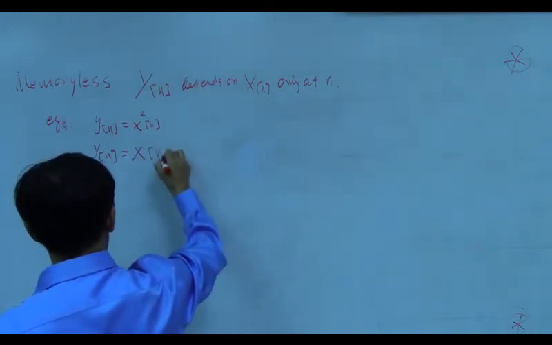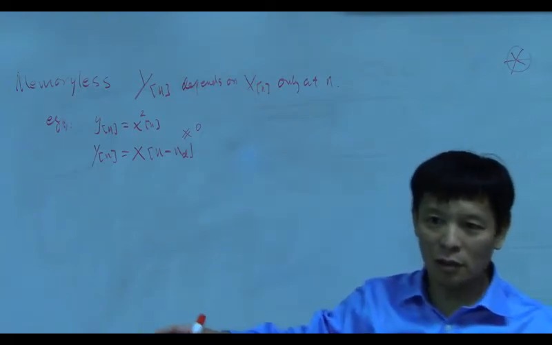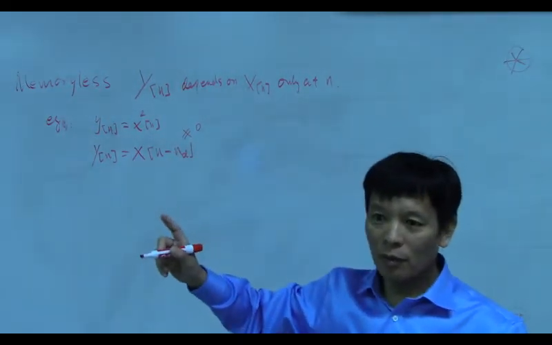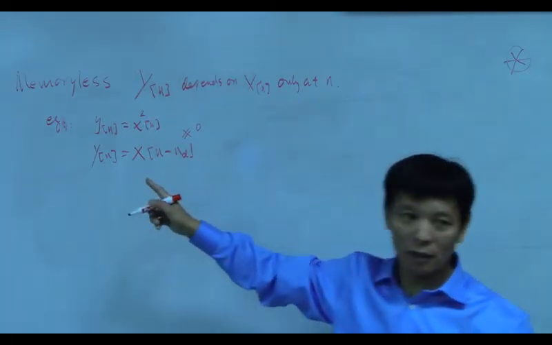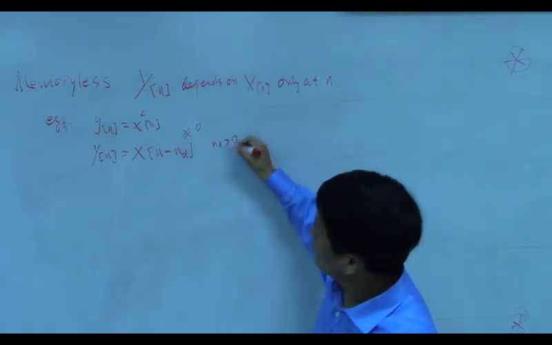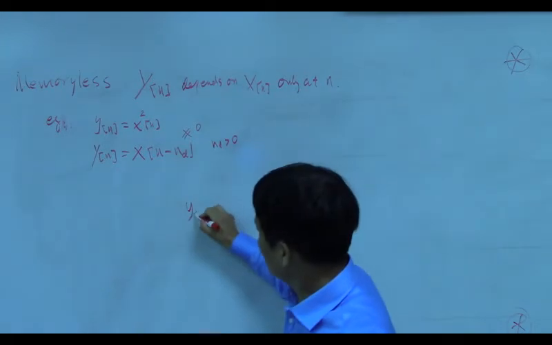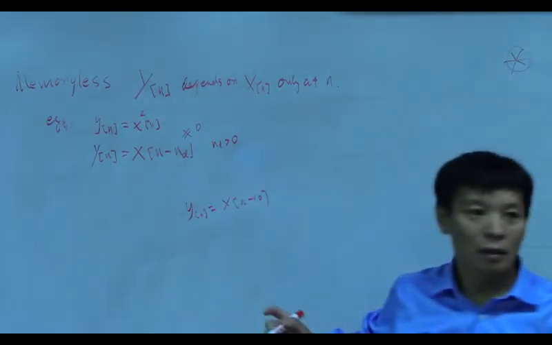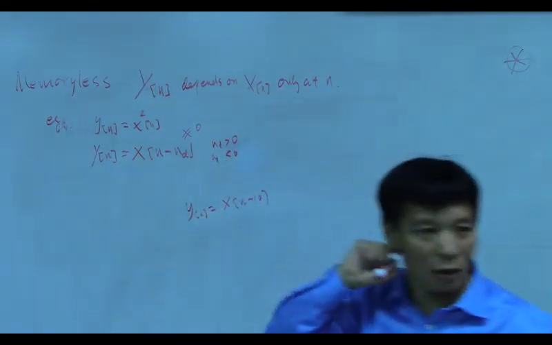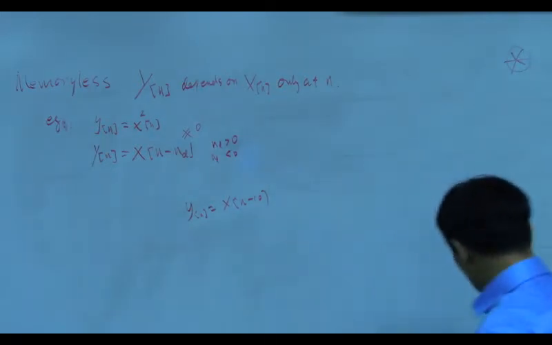ideal delay, x[n minus n_d], where n_d is not equal to 0. If n_d equals 0, then that is just an all pass filter, not a delay. If n_d is positive, then that means we need the input in the past, for example y[n] equals x[n minus 10]. And if n_d is less than 0, we need the input value in the future. But either way, if it's not equal to 0, then this is not a memoryless system.